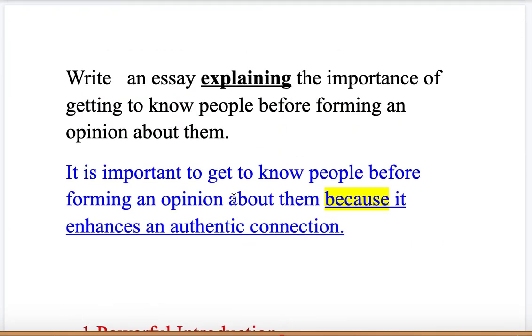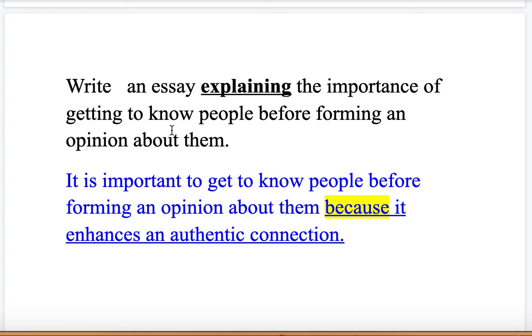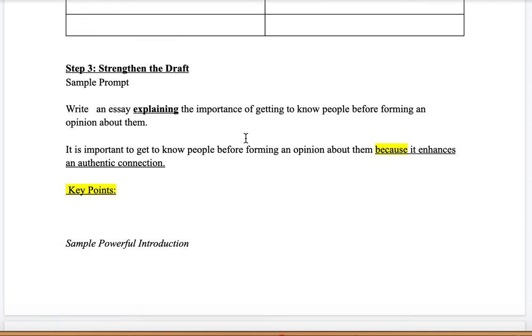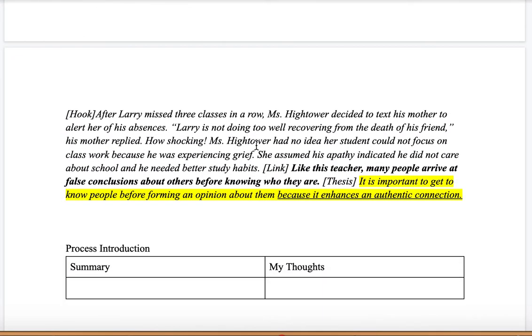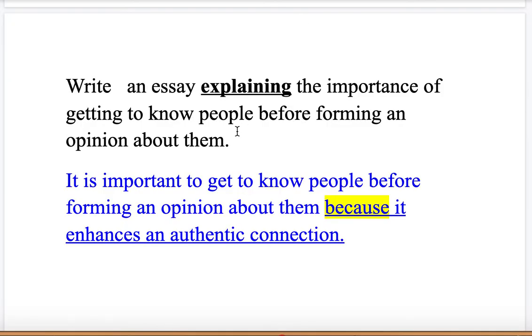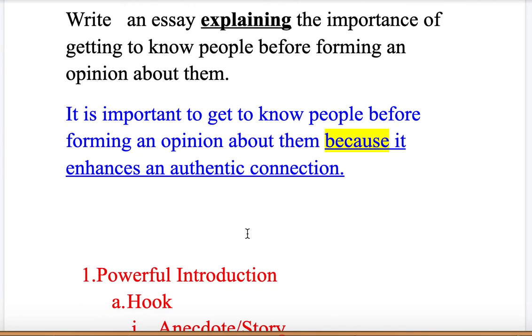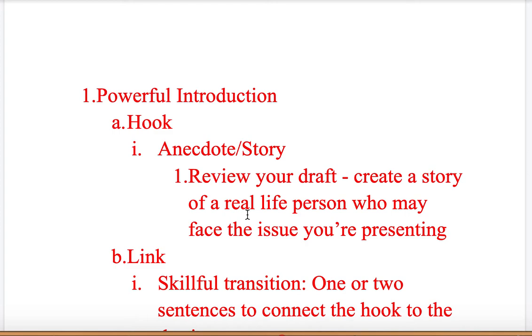So let's look at this model. Write an essay explaining the importance of getting to know people before forming an opinion about them. And this model is included on your notes, so you can follow along. This is the teacher's model. It is important to get to know people before forming an opinion about them. Here's the because clause with my why, because it enhances an authentic connection.